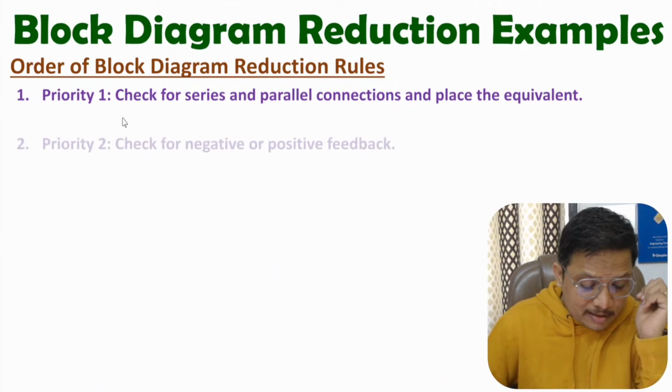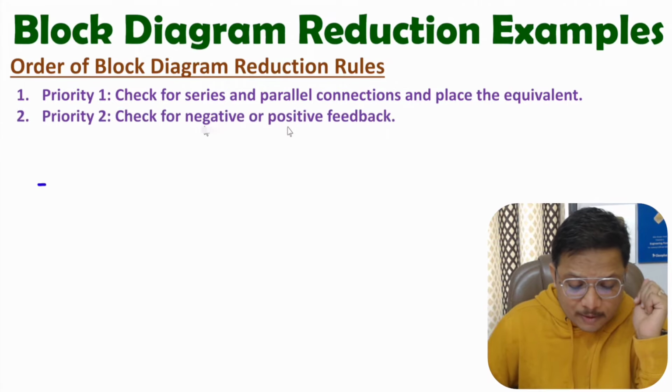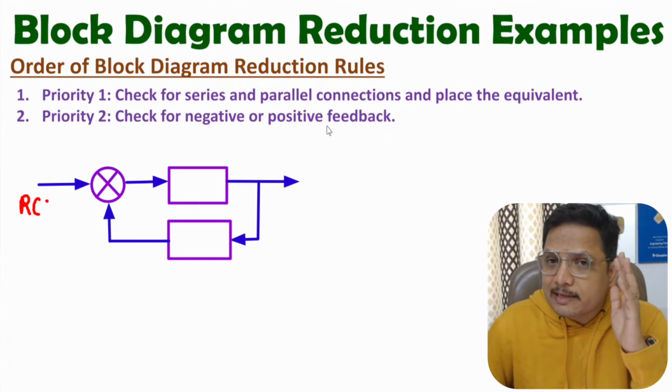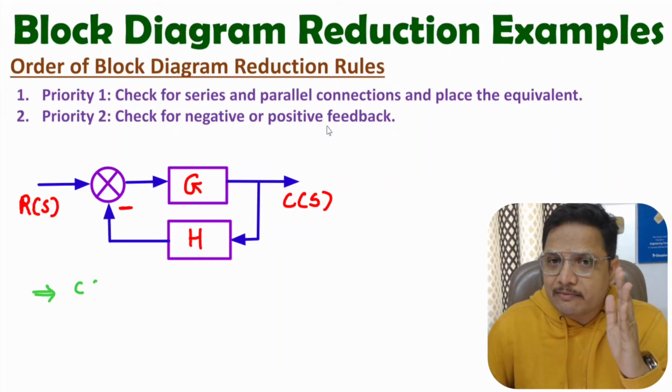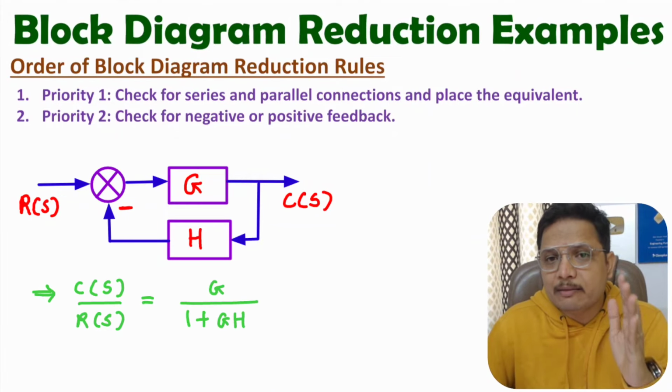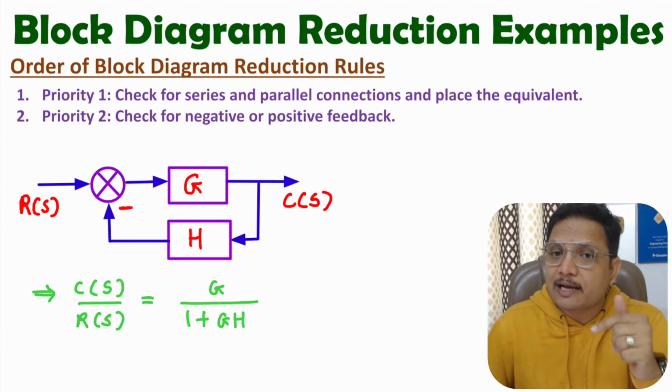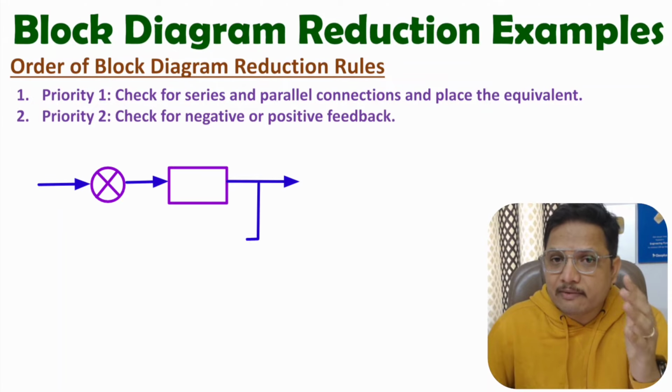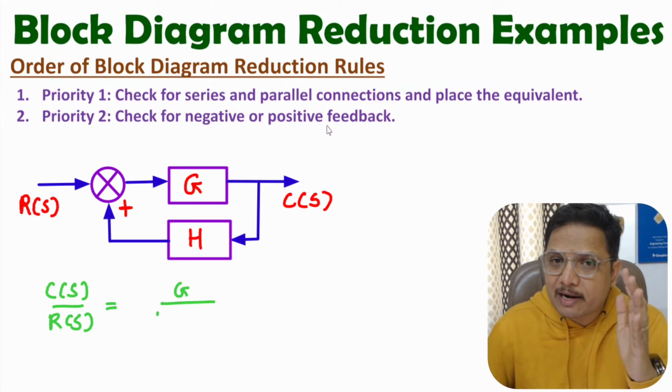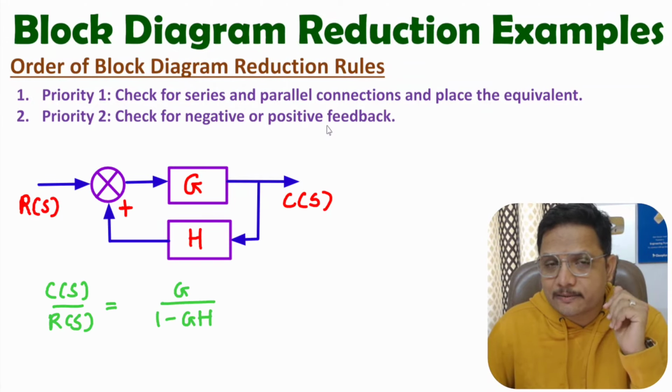Second priority should be given to negative or positive feedback. In negative feedback, overall gain will be G(s) divided by 1 plus G(s)H(s). And in positive feedback, gain will be G(s) divided by 1 minus G(s)H(s).